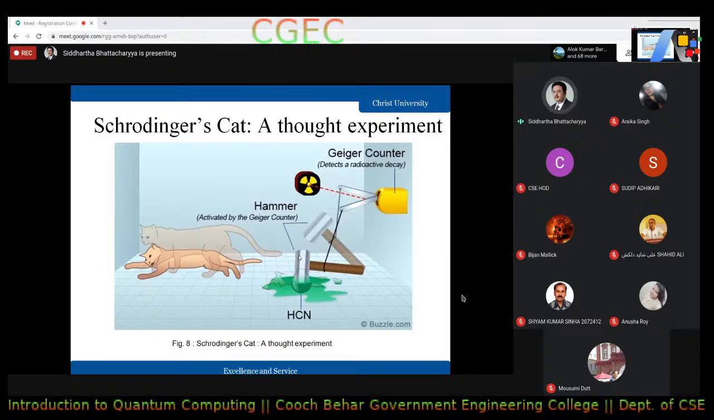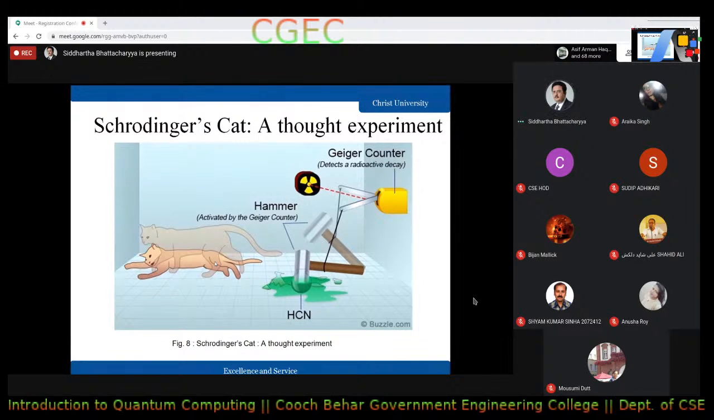And a mechanical arrangement is tied up with the Geiger counter, controlled by the Geiger counter, which detects the radioactive decay. Once the material decays, it is presumed that a hammer will fall on this flask, and the flask will break. If the flask breaks, the poison will come out, and the cat residing inside will drink the poison, and ultimately she or he will die.